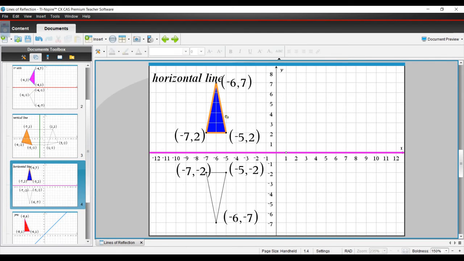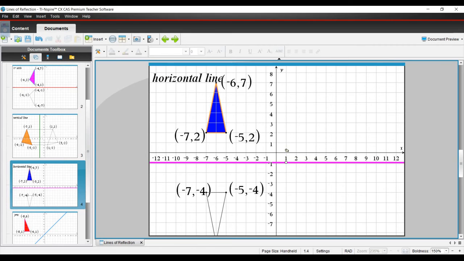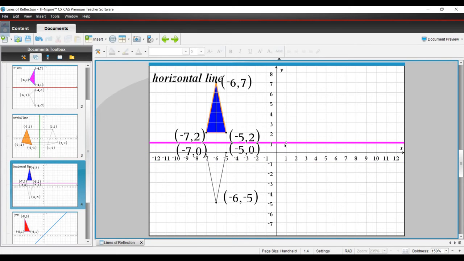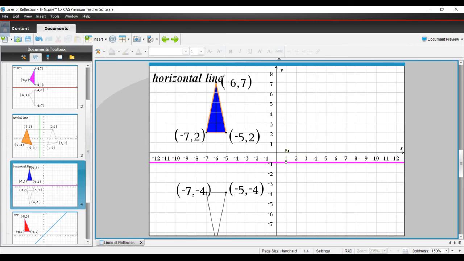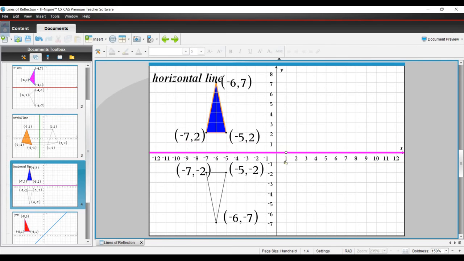Now, what about those y values? Now, again, when I have my actual x-axis, those y values are the opposite. But the reason they're the opposite is because they're the same distance away from the line. So if I move the line, they're still the same distance away from that line, but the y values are going to look different, right?